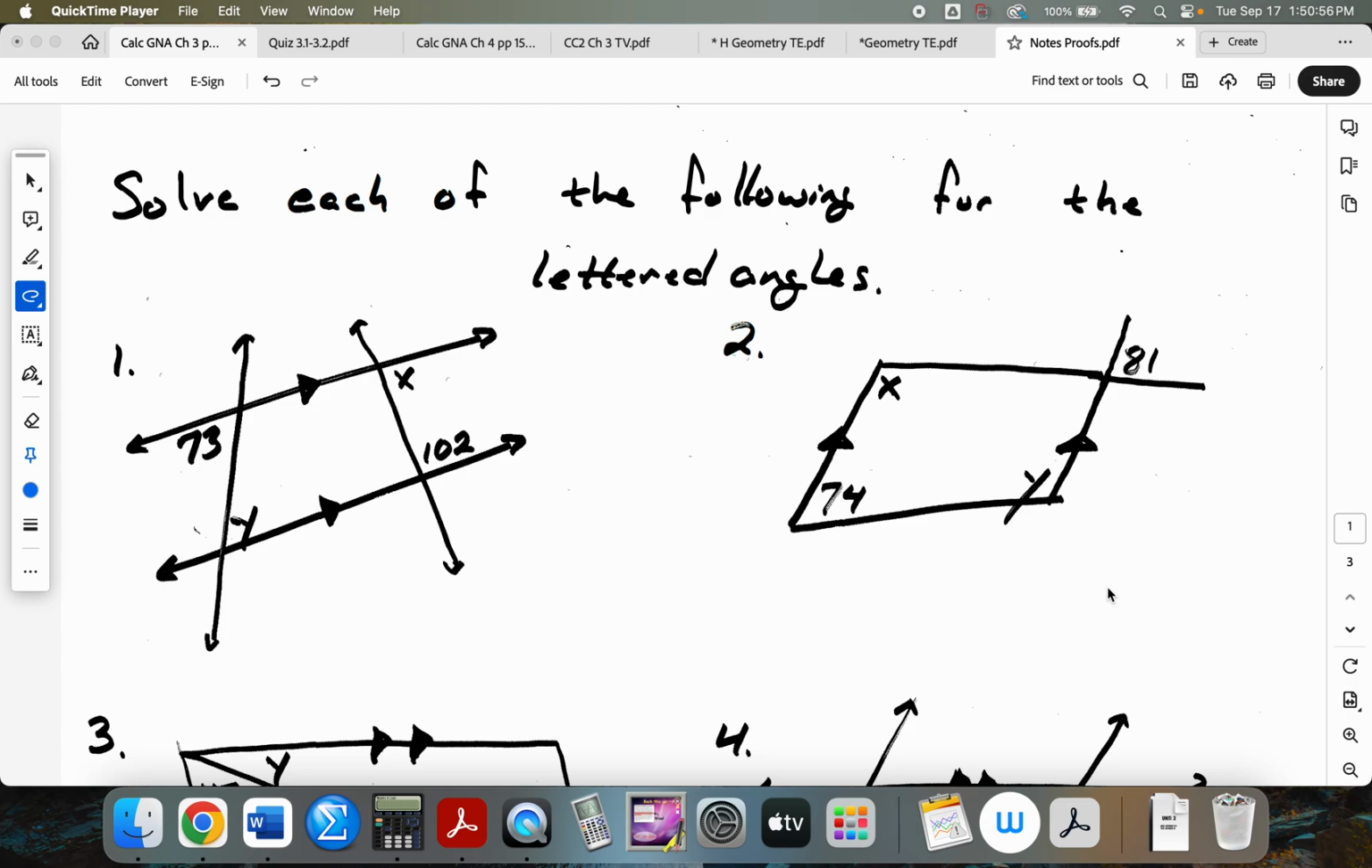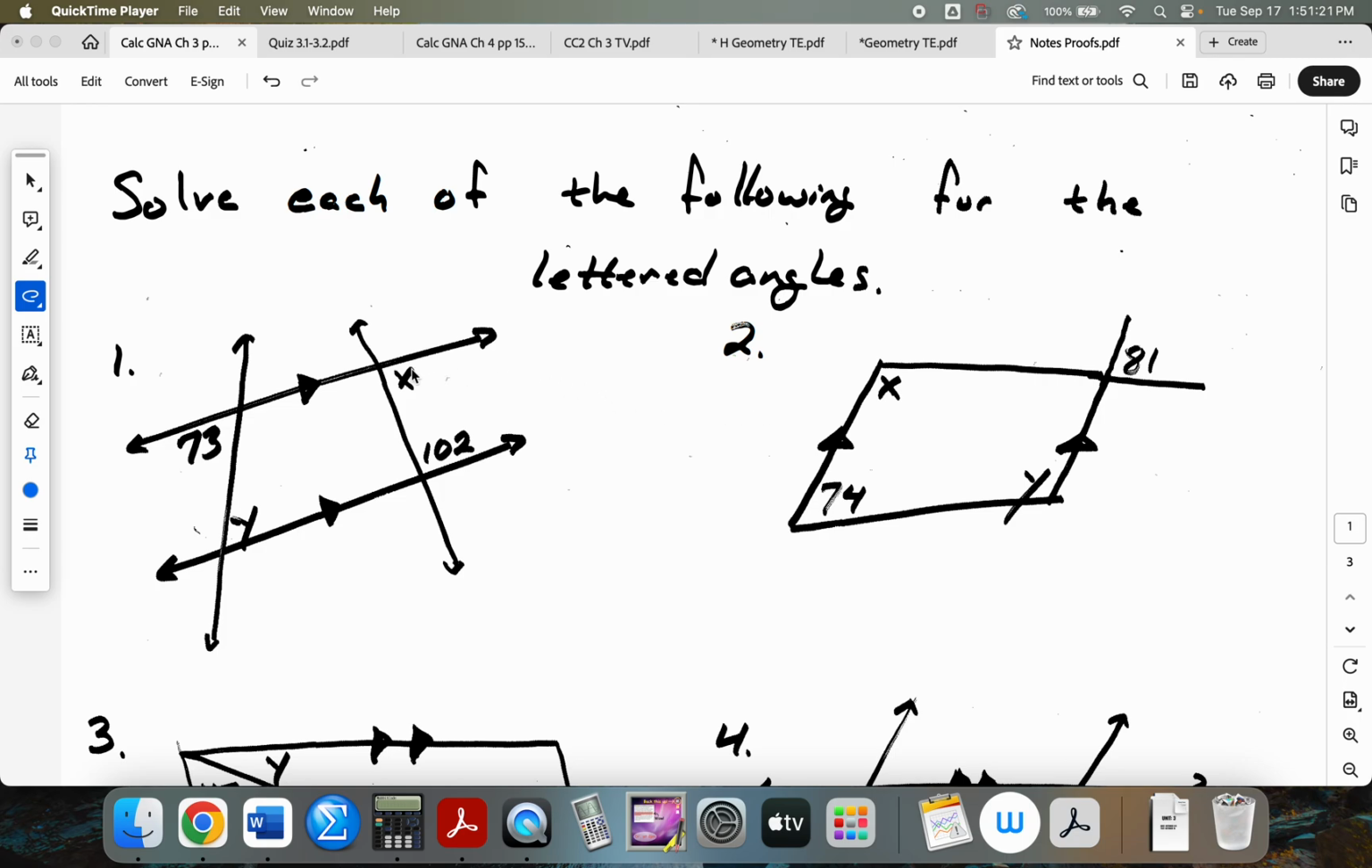Today we're going to apply the things that we learned yesterday about all the different kinds of angles and how they're related when the lines are parallel. The key is this: for every problem, the very first thing you have to do is make sure that you've got two parallel lines and you're going across them on a transversal.